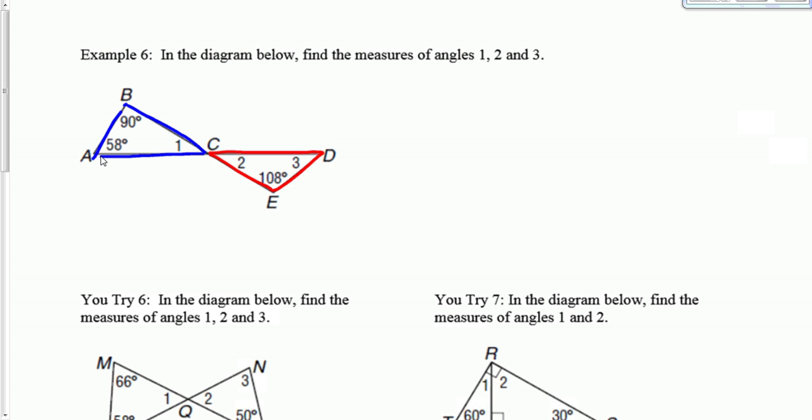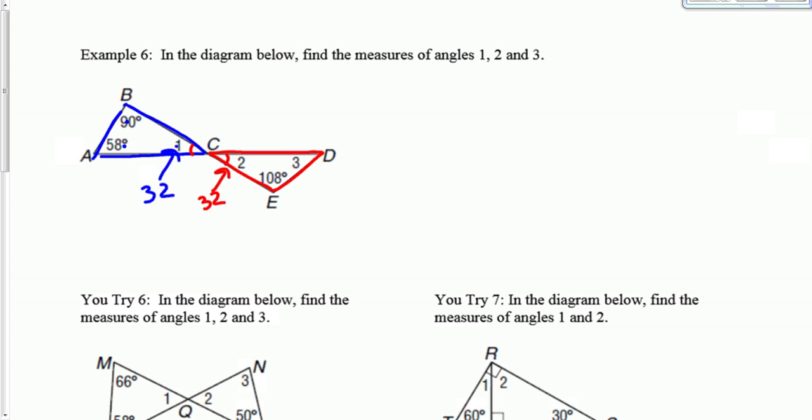All 3 of these add up to 180. Well, 90 plus 58 is 148. If I subtract that from 180, I get this guy to be 32. Okay, 32 plus 58 plus 90 is 180. Well, if I know my vertical angles, I know that the measures of angle 1 and 2 are the same because they are verticals. Verticals are congruent. So this one has to be 32 as well.